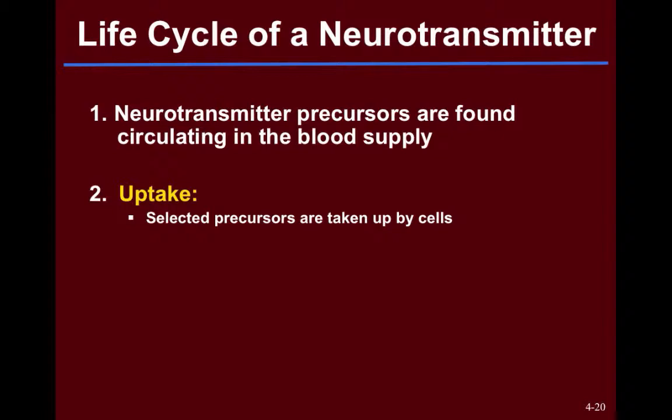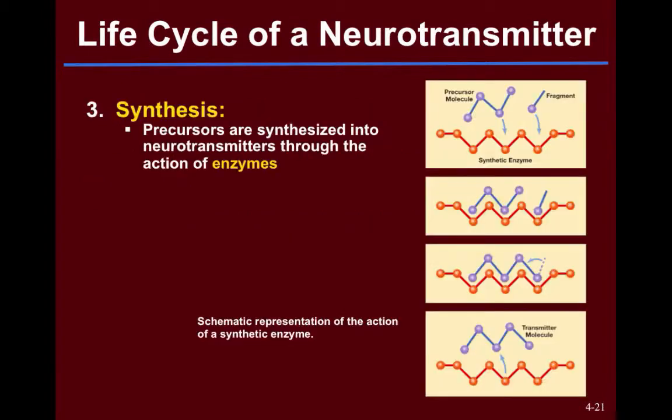So in order to allow those messages to be transmitted, the precursors for those neurotransmitters are found circulating in the blood supply. And the first step in the process is actually uptake. This is when those precursors are taken up by the cells around them in order to create the neurotransmitters that the process will need. The next step will be synthesis, where those precursors are actually made into neurotransmitters through the actions of enzymes.